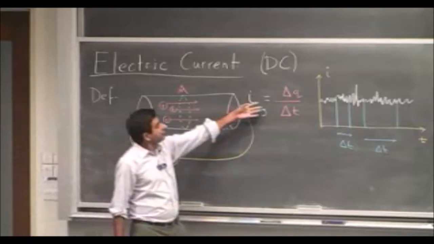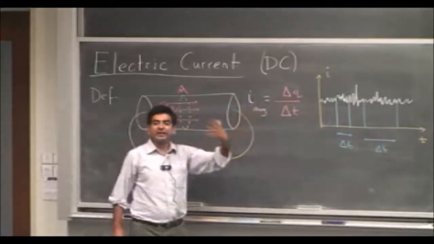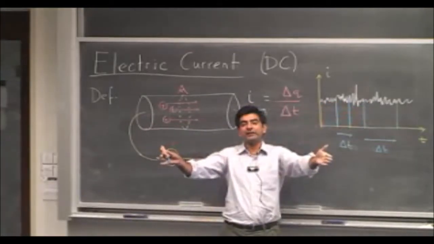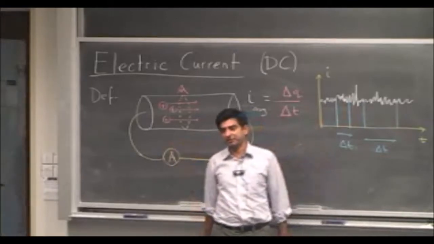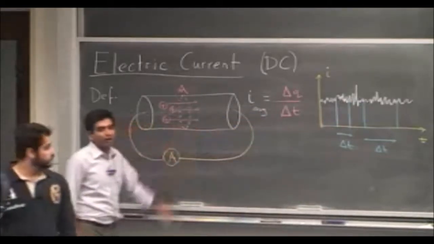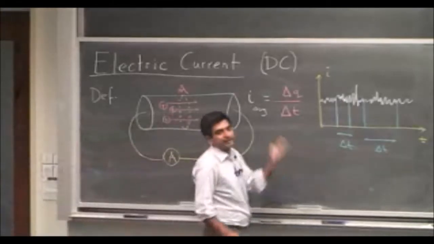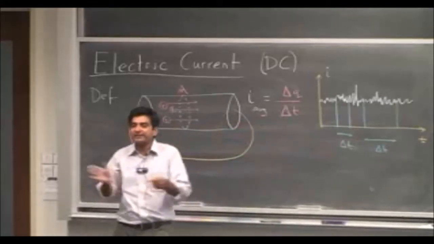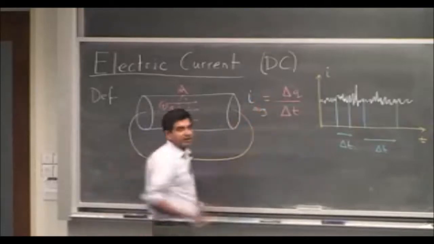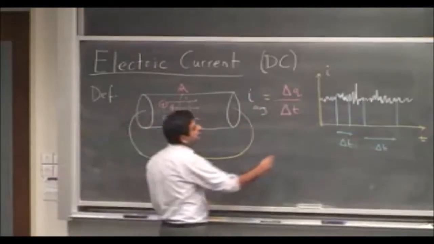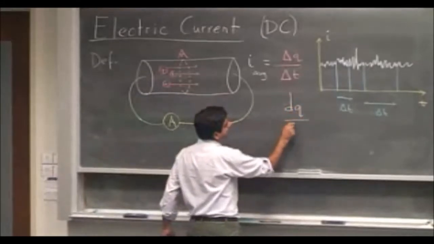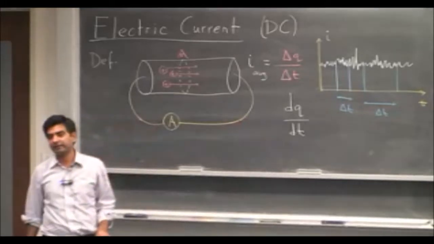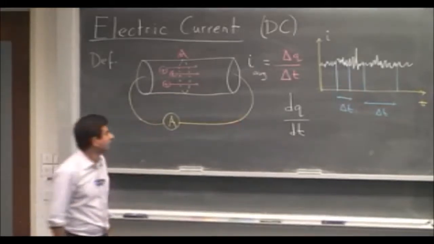So this value of the average current can change depending upon whether you're making a measurement here or here, and the interval of time over which the charge is being measured. This is our definition of the average current over the time delta t. Now if I shrink this delta t, smaller and smaller, then this ratio would turn into a derivative, dq over dt. And this ratio gives me the instantaneous current at some point in time t.